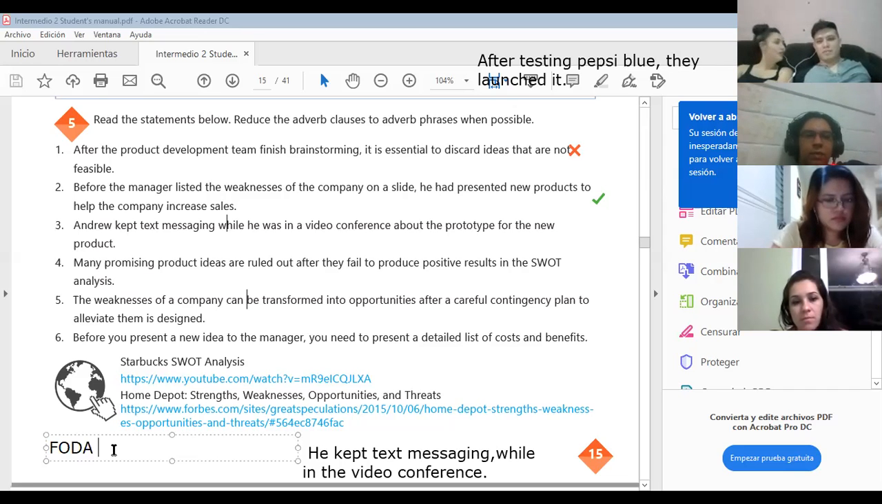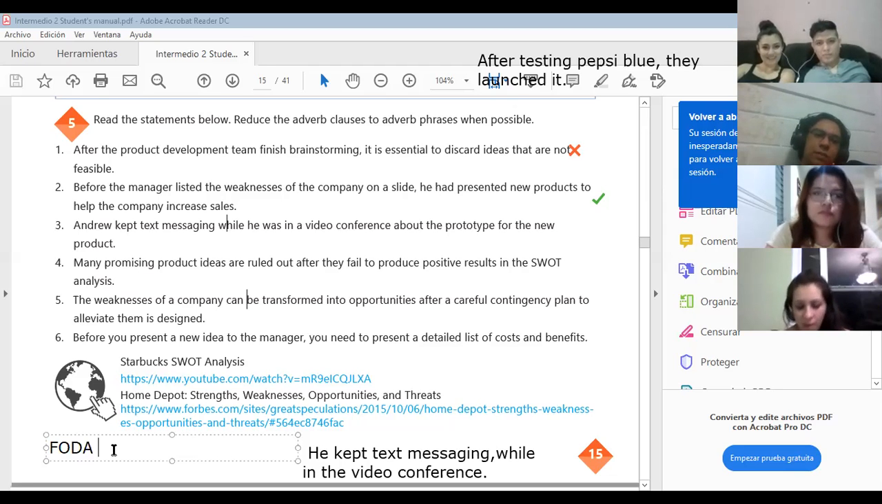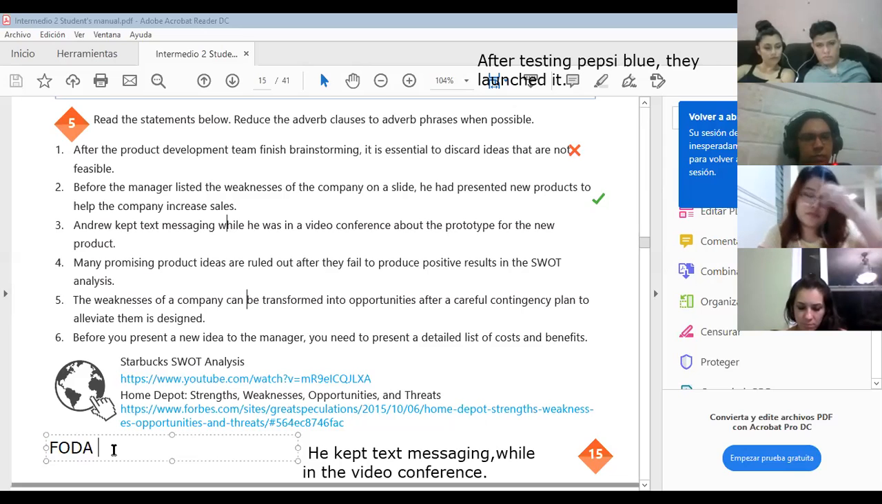Any other question? I have a question. Yes, please. Rule it out. Yeah, ruled out. Okay. To rule out is to eliminate. So what this sentence is telling us is that promising product ideas are eliminated. You know, forget about them after they fail to produce positive results in the SWOT analysis. So if the ideas are not good, they just eliminate them.